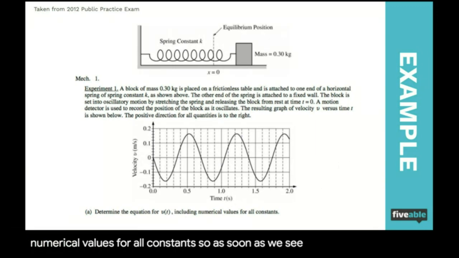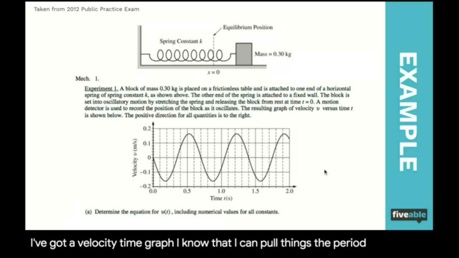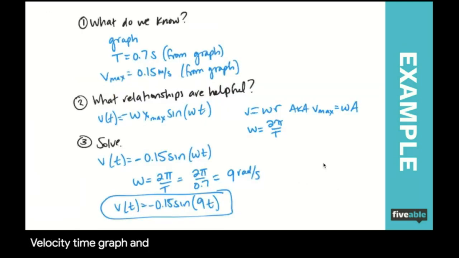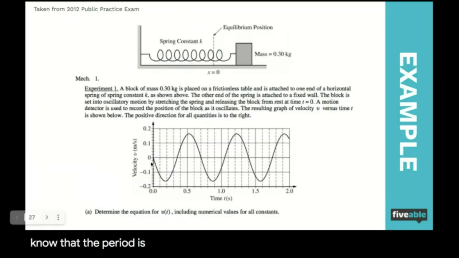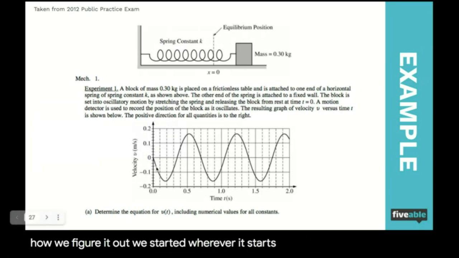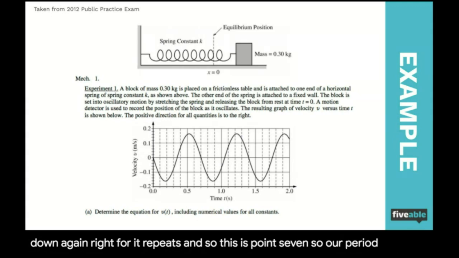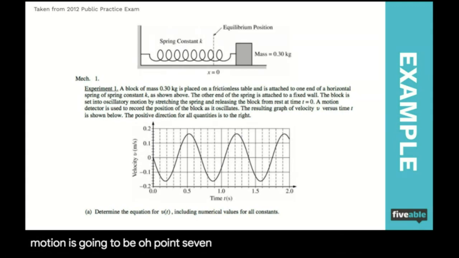So as soon as we see simple harmonic motion and I've got a velocity-time graph, I know that I can pull things like the period out of the graph. We know that the period is one full motion. So if I take a look at this graph, here's how we figure it out. We start at wherever it starts, and then we do one complete wave. When we do that, we end here, right before it repeats. And this is 0.7. So our period for this motion is going to be 0.7 seconds.